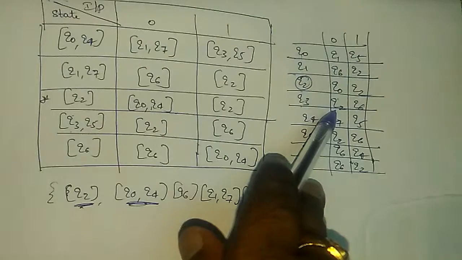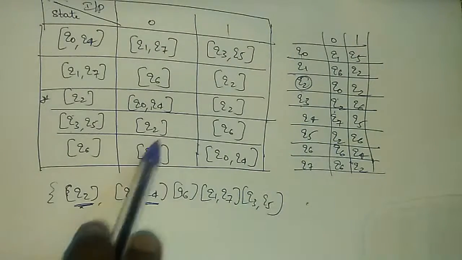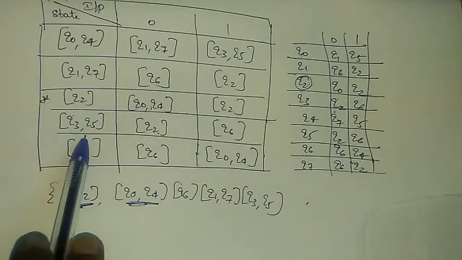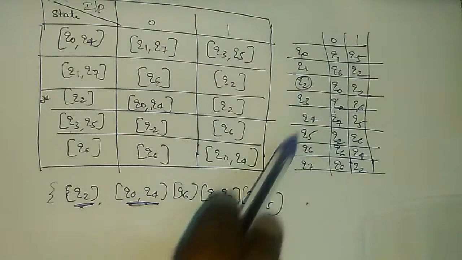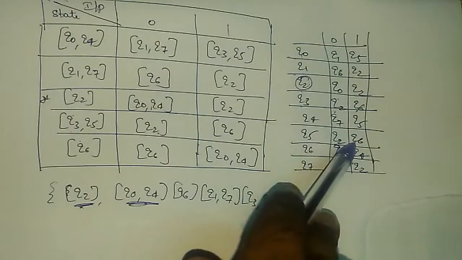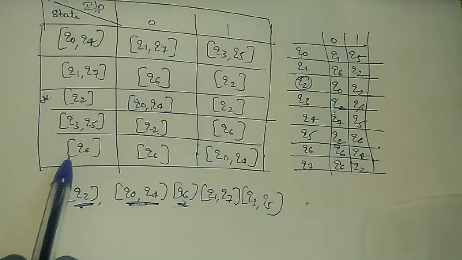Next, Q3, Q5 on 0. So Q3 on 0, Q2. Q5 on 0, Q2. So I got Q2. Next, Q3, Q5 on 1. So Q3 on 1, Q6. Q5 on 1, Q6. So Q6 is also a single set, right? So I got Q6.